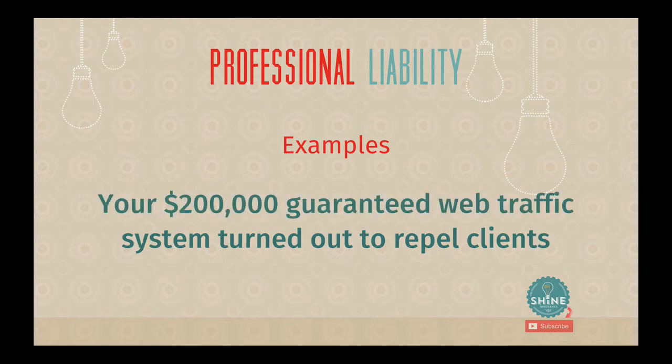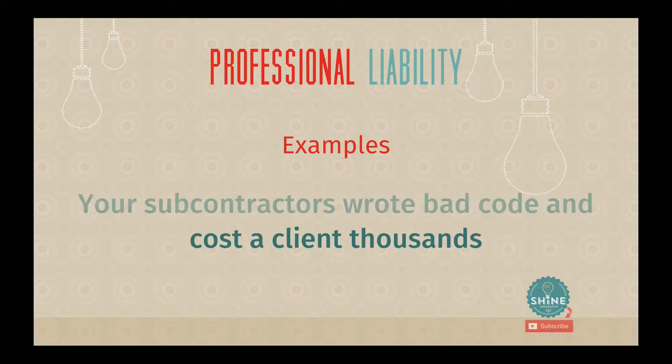Your $200,000 guaranteed web traffic system turned out to repel clients. So you promised your clients something, and it didn't come through. Now your clients aren't very happy with you, and they're coming after you to try and get compensated in some way. That doesn't always turn into an insurance claim, but it can, and that's why you have professional liability insurance.